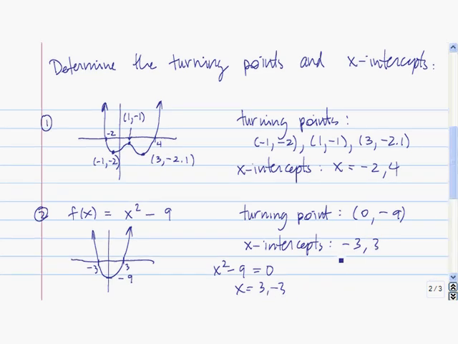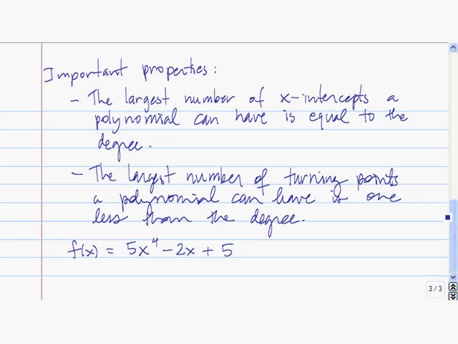Okay, let's look at an important property of turning points and x-intercepts. The largest number of x-intercepts that a polynomial can have is equal to the degree of the polynomial. And that's because the x-intercepts come from the factors of the polynomial, and the largest number of factors that you can have is equal to the degree.